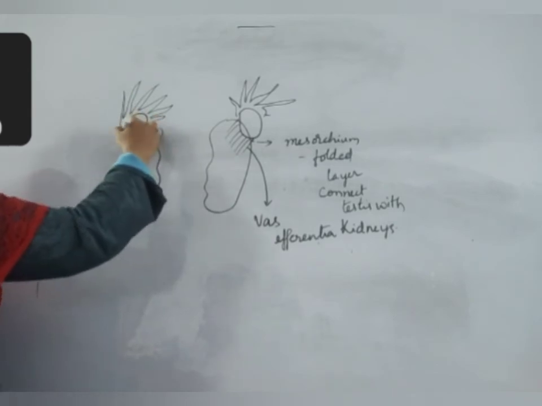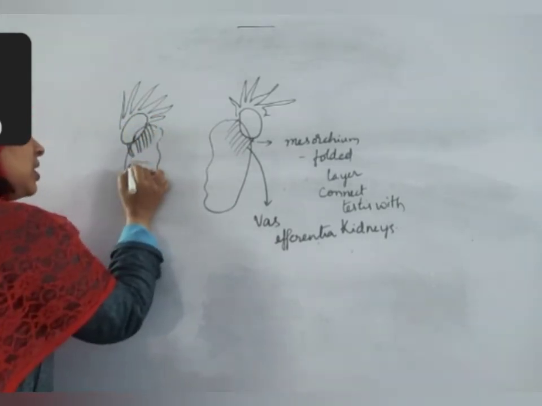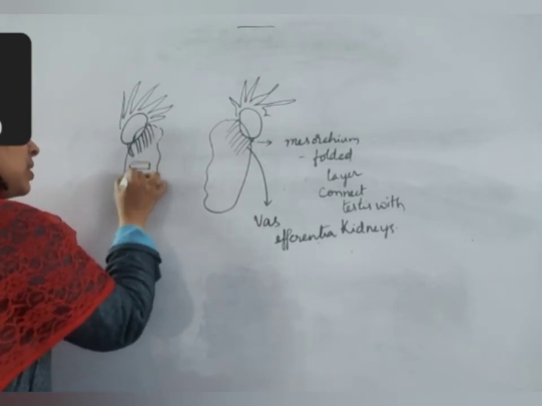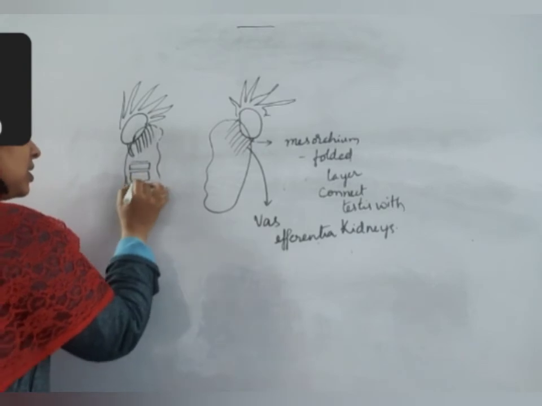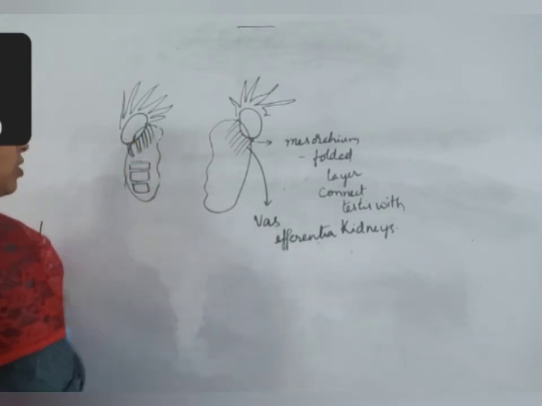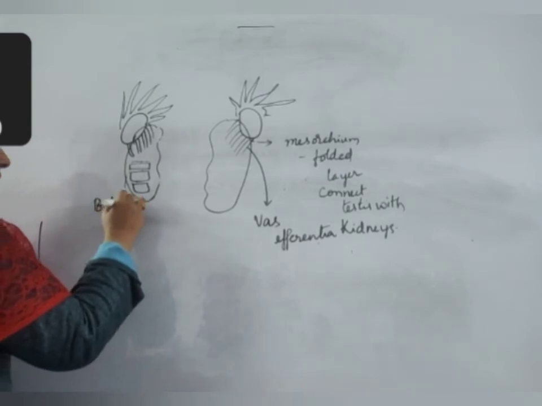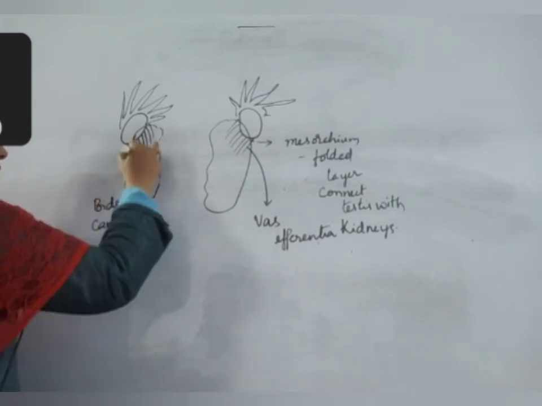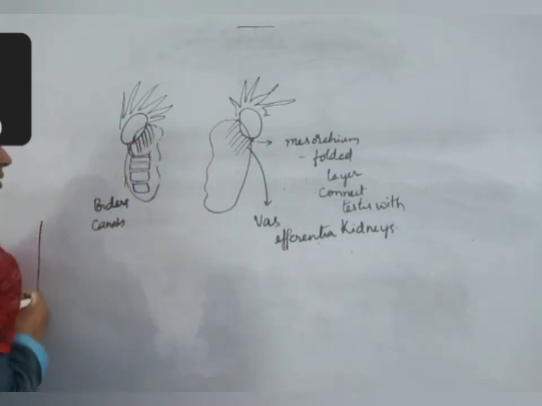That means whatever is secreted by the kidneys enters into vasa efferentia, then it enters into canal-like structures that are present in kidneys. Kidneys have canal-like structures like this. This is one canal, this is one canal, this is one canal. Those canals are called Bidder's canals. So all the fluid will be draining into these Bidder's canals.